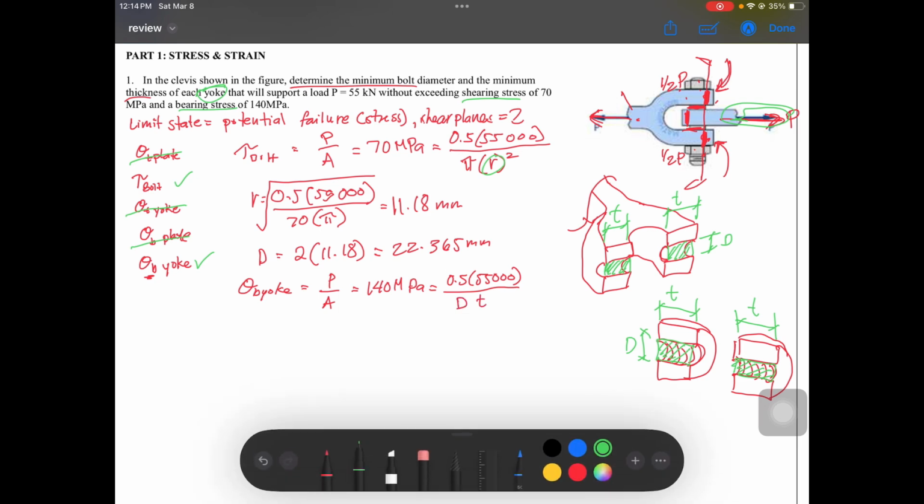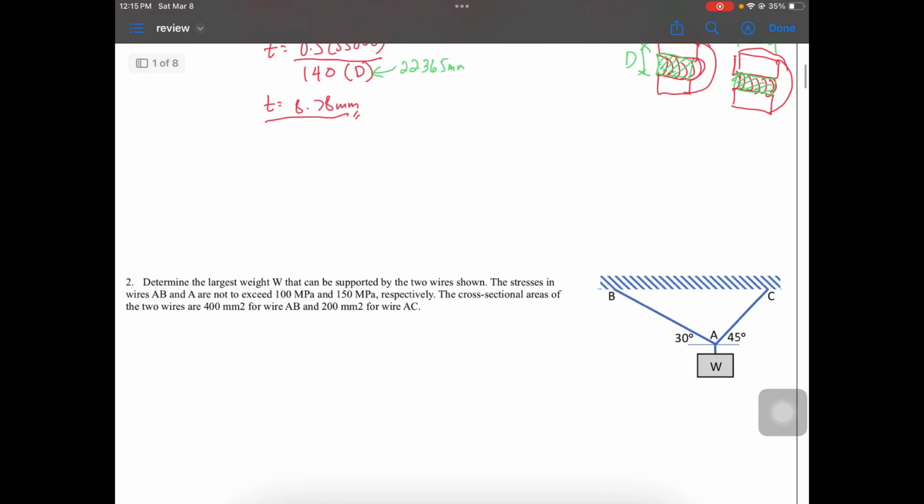Since nakuha na natin yung D kanina, isolate lang natin si T. Siya na lang ang unknown. So, T will be 0.5 by cross multiplication times 55,000 over 140 times D. So, substituting yung value ng D dito, which is 22.365 mm, our T is equal to 8.78 mm. So, nakuha na natin yung dalawang pinapahanap ng problem. Next problem.